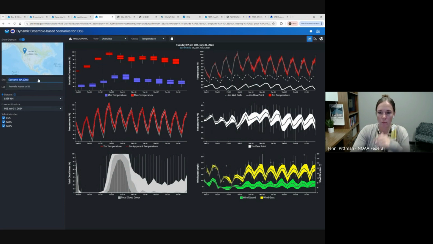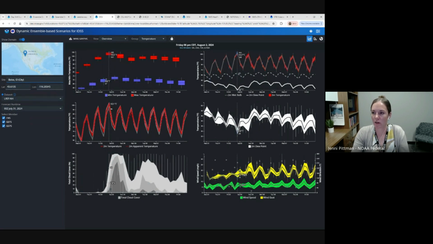And we can also look at Boise, since we were talking about Boise. Let's look what they've got. So pretty similar. Uncertainty starts to increase as you go into the latter half of the weekend, but definitely expecting at least one day in the hundreds, with a pretty tight box and whisker plot there, indicating that your confidence should be pretty high in those temperatures being reached.